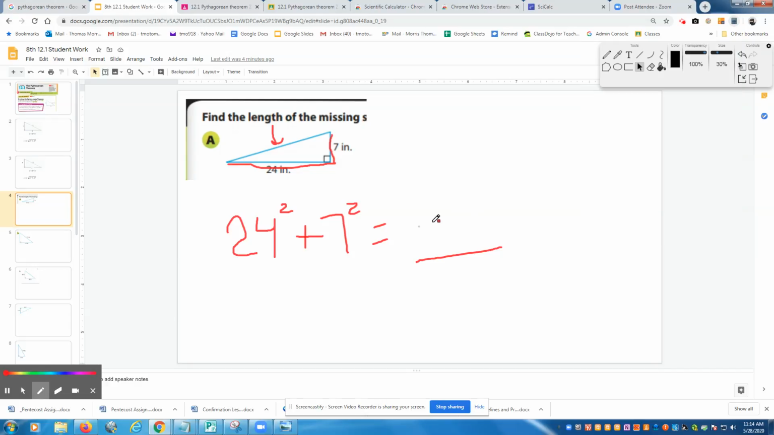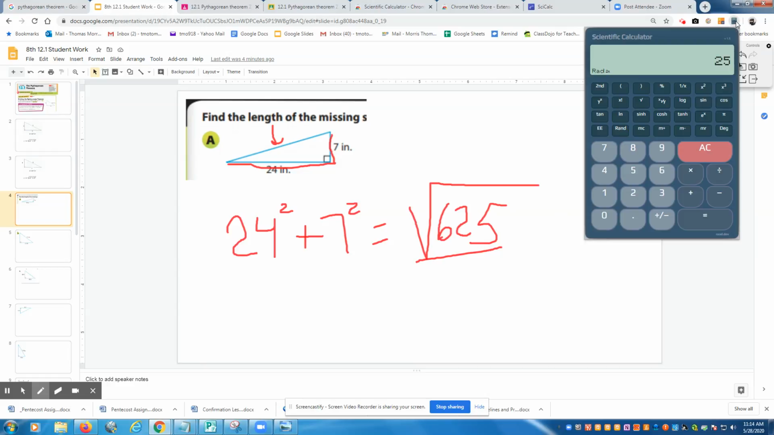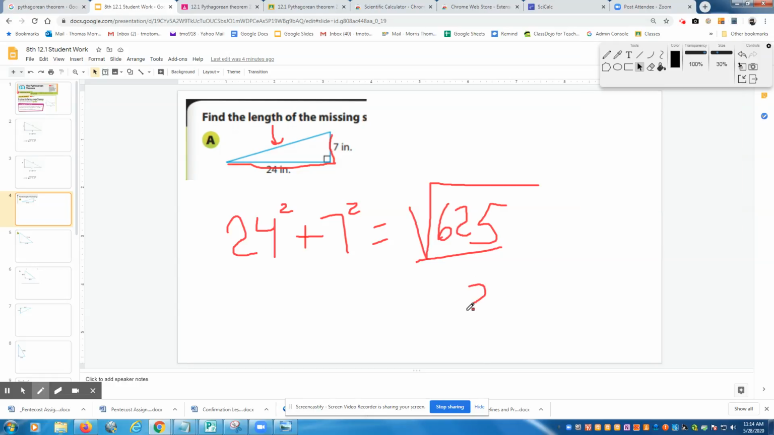All right, so now I go back here. This is what the calculator said, right? Adding those two together. And so now I need to take the square root of that. And again, that's where your calculator comes in handy because you don't want to guess what times what equals this number, right? So that would be 25. Your missing side is 25. So pay attention to which side is missing in your work.